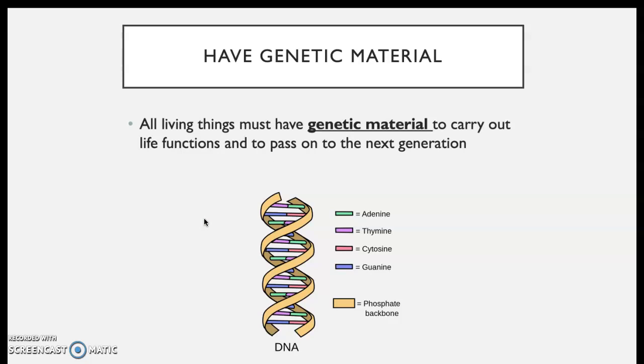Living things also have genetic material that carries out life functions and gets passed on to the next generation. Your DNA makes you you. Your DNA determines the proteins that are made for all of the life processes in your body. So all living things must have that genetic material to carry out all of the life processes, from determining the color of your hair to what digestive proteins may be produced.